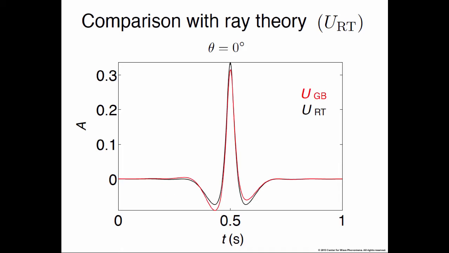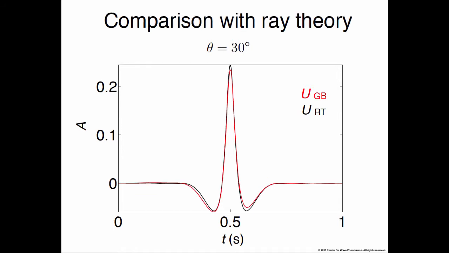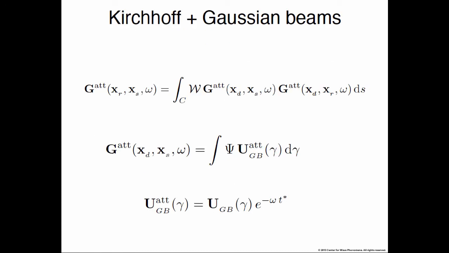So this is for a propagation angle of theta equals 0 degrees. This is the impulse response. And the red is UGB, so that means what we computed from summing those beams. And URT is the impulse response computed from perturbation ray theory. And we see that there's quite a good match between the two. This is for 30 degrees, 60 degrees, and so on.